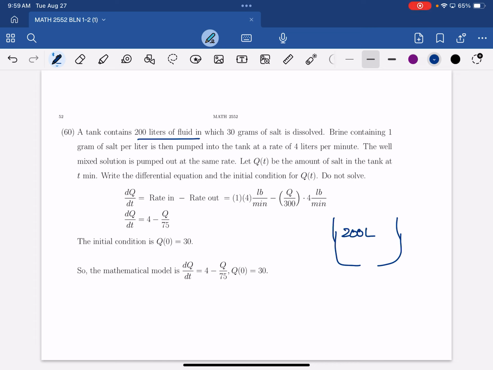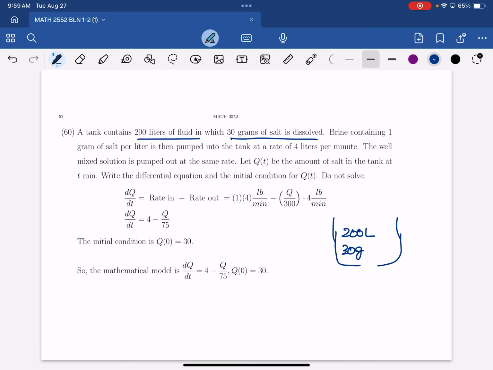And there is 30 grams of salt that is dissolved in it. So initially there is 30 grams of salt. If there is 30 grams of sugar in it, then it becomes a soda, right? Coke or Sprite or anything, 35 grams of sugar actually.